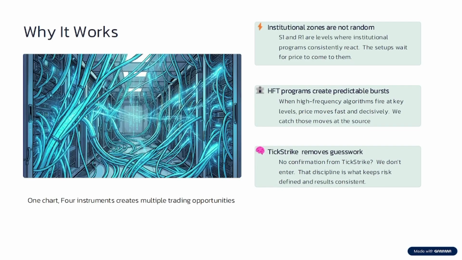Why it works. Institutional zones are never random. S1 and R1 are levels where institutional programs consistently react. The setups wait for price to come to them. HFT programs create predictable bursts. When a high-frequency algorithm fires at key levels, price moves fast and decisively. We catch those moves at the source.